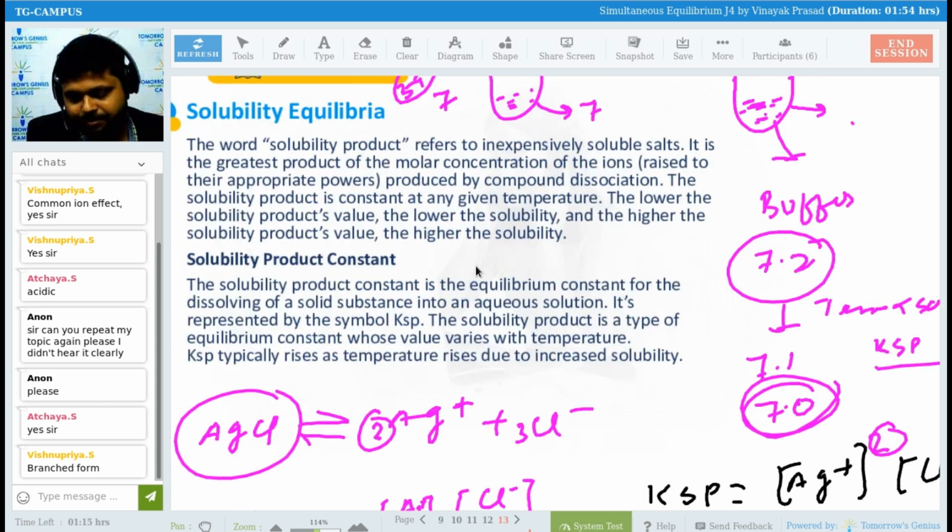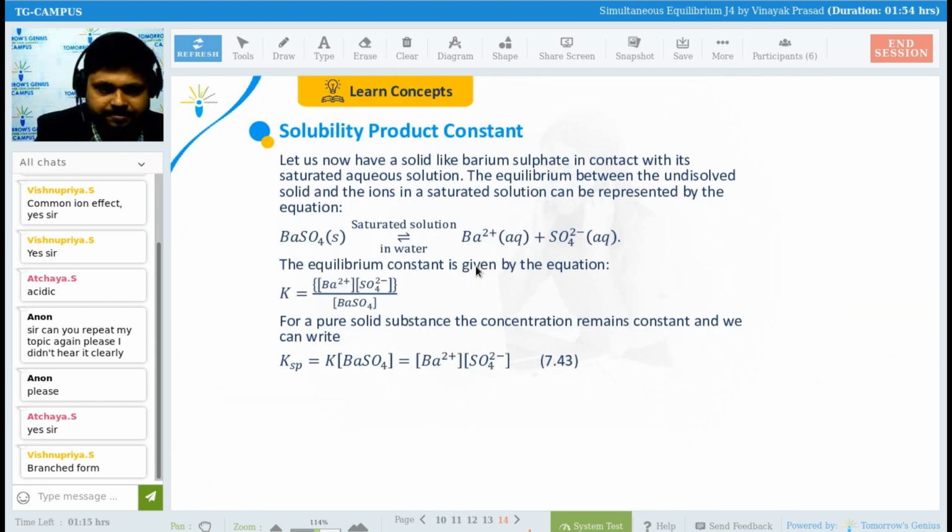Now we have one example. See here. Let us take a solid like barium sulfate. These are solids, and these solids are sparingly soluble. Sparingly soluble means what? They are not much soluble. Getting my point? So what are we going to see here?